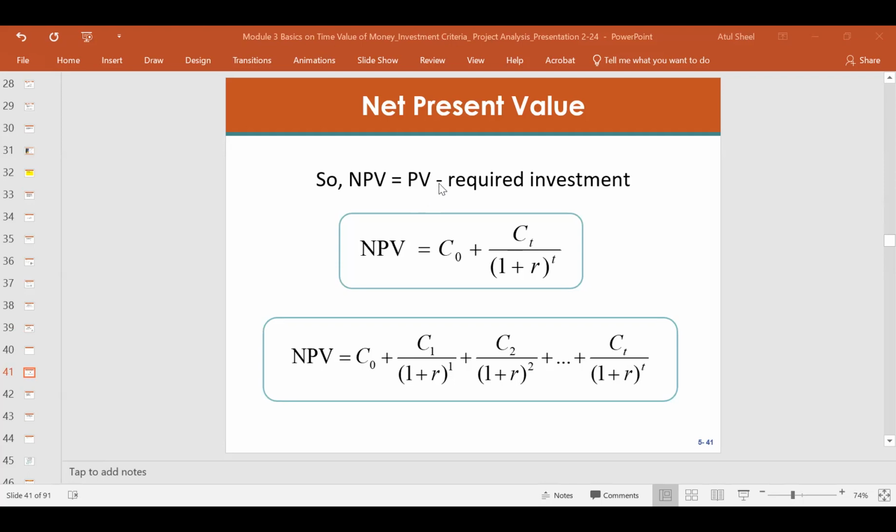Net present value is the present value of all the future cash flows minus today's cash flow, which is your required investment. So C0 is today's cash flow, which is always a negative value, plus your positive cash flows that you're receiving in future. That is the net present value. The cash flow is discounted at 1 plus r to the power t. And t can be 1 year, 2 years, 3 years, n years, whatever you want to call it. So your net present value is C0, today's investment, plus the present value of all the future cash flows. This is your net present value concept. A very, very important concept in all walks of finance.